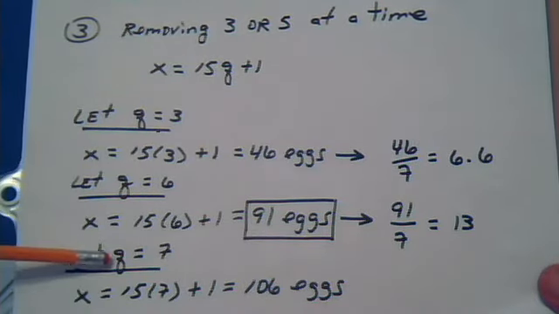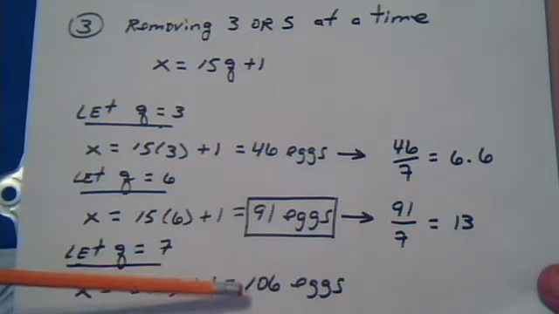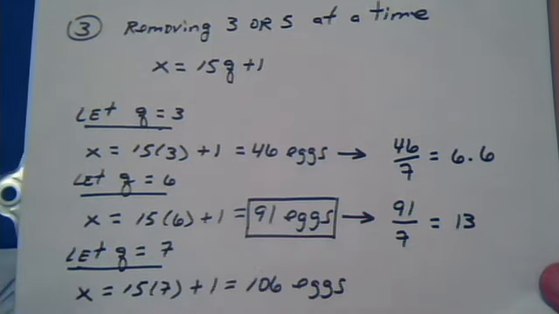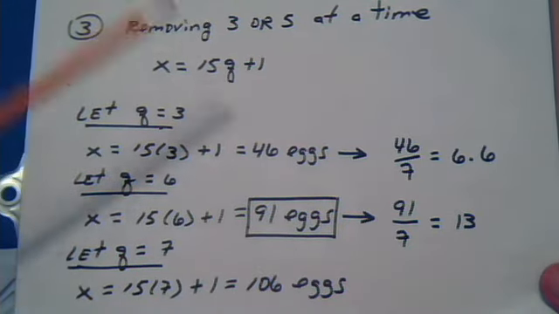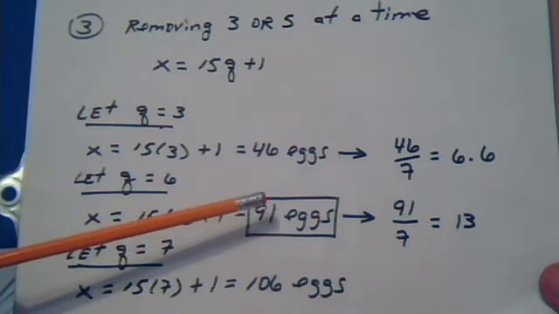If you try going further on the q, that will give you 106 eggs, which goes beyond the limit of 100. So the number of eggs in the basket would have to be 91.